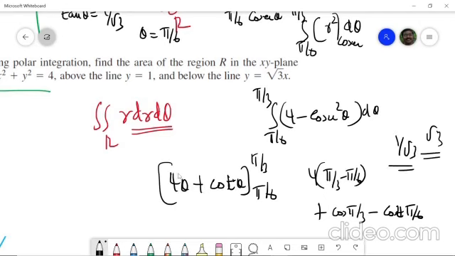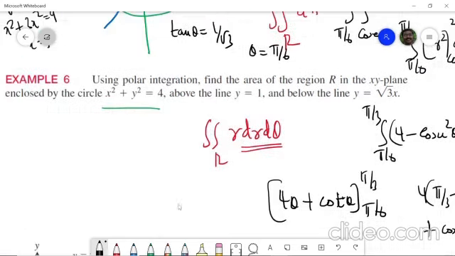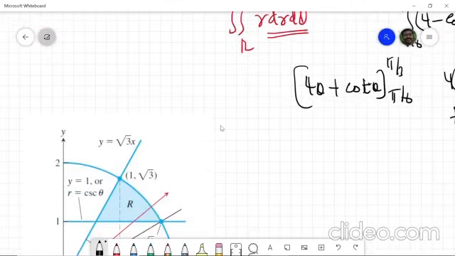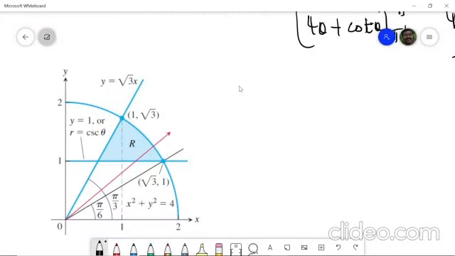I hope you understand this problem also. The region is a bit complicated here, but here is the original region. You can try it if you know the basic idea of the graph.